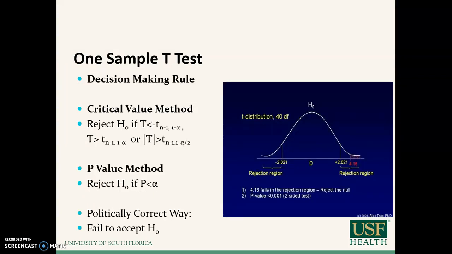And for the decision-making rule, we can use the critical value method, but here you need to find the critical value using the null distribution, the t-distribution with degree of freedom n-1. And of course, based on one-sided and two-sided alternatives, you need to decide whether it's 1 minus alpha or 1 minus alpha over 2. Of course, if you compute the p-value, then you just get the same rule: reject H0 if p is less than alpha. And of course, the politically correct way is to say fail to reject H0.